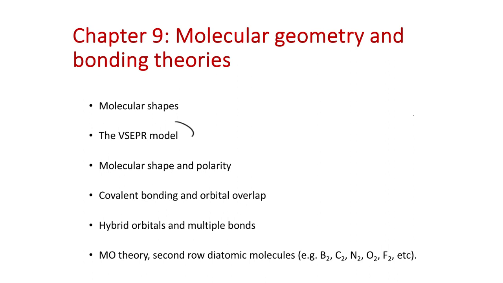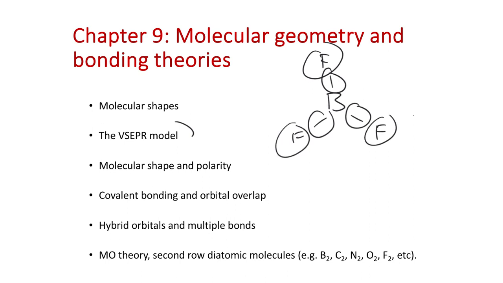VSEPR is valence shell electron pair repulsion. It's a way we can think about the geometries of molecules from the electron pairs repelling each other. So if you start thinking of something like BF3, which is a good example, you have a Lewis structure where the repulsion comes really from two things. It comes from the electron pairs, those bonding pairs around boron, and then also from the atoms themselves. So you have the repulsions of the nuclei, the repulsions of the electron pairs.